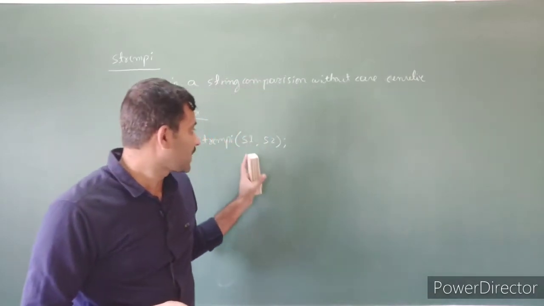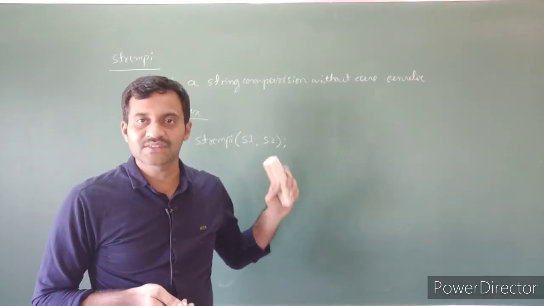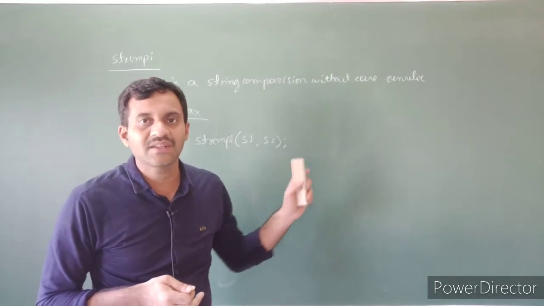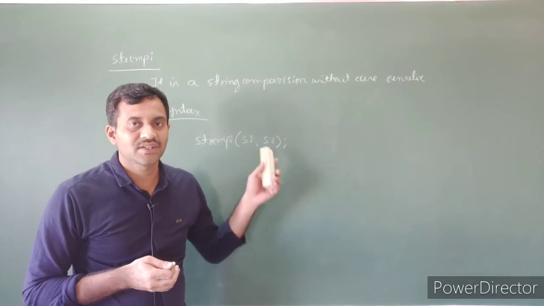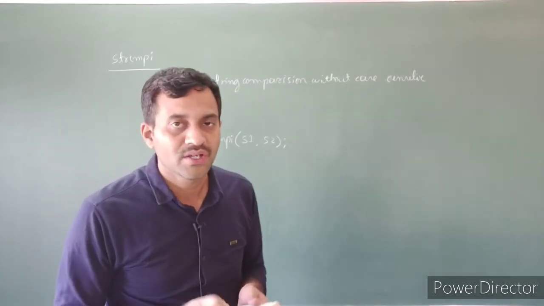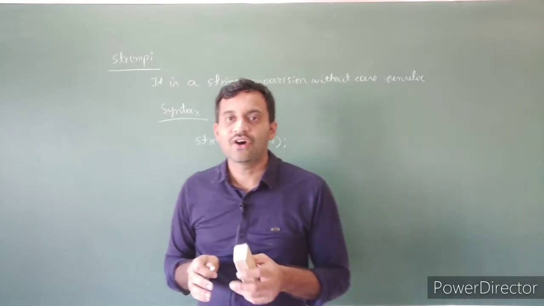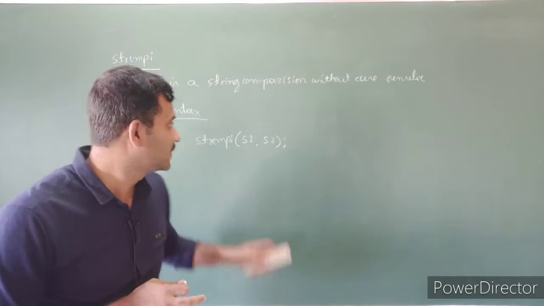Here also, if S1 is greater than S2, then it returns a positive number. If S1 is less than S2, then it returns a negative number. So these are the two functions used to compare two strings. Both belong to the header file string.h.